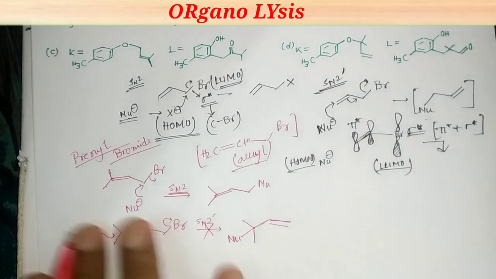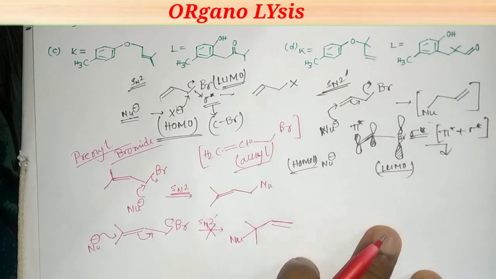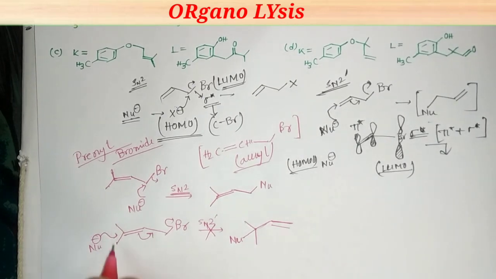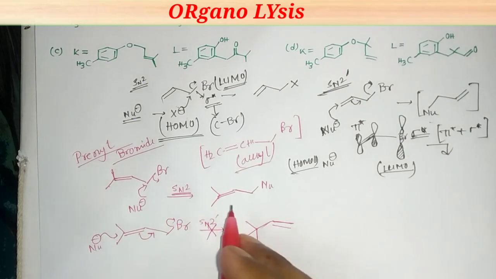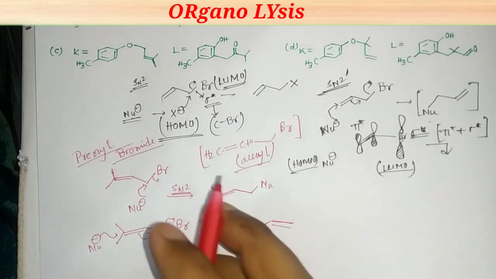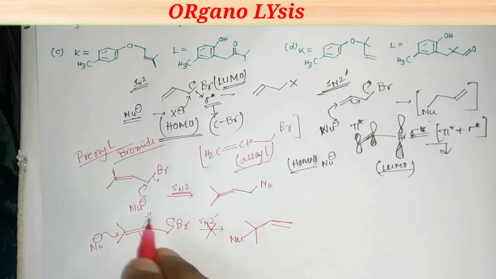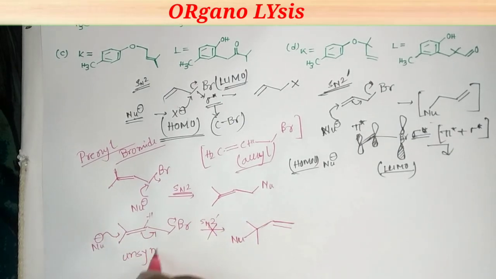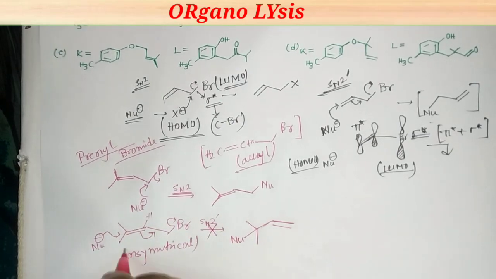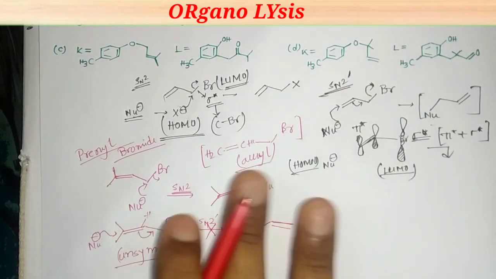So this type of compound generally does not follow the SN2 prime reaction, because this is your unsymmetrical alkene system. In the case of an unsymmetrically substituted compound, these two are methyl substituted, but here only hydrogen is present. So this type is unsymmetrical. This type of unsymmetrical compound generally follows only the SN2 pathway, not the SN2 prime pathway.